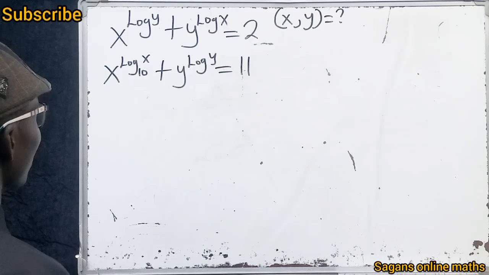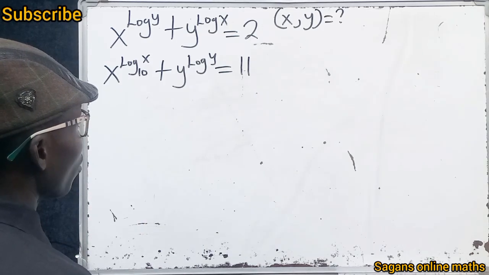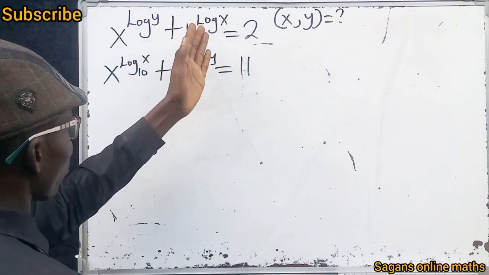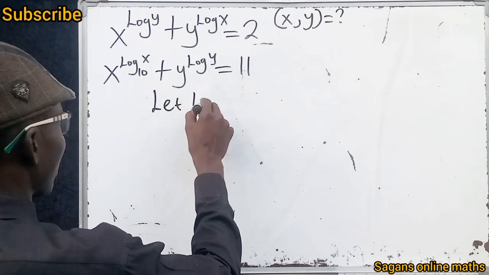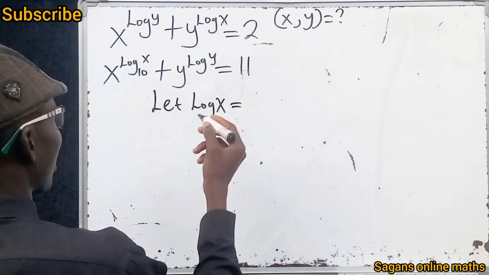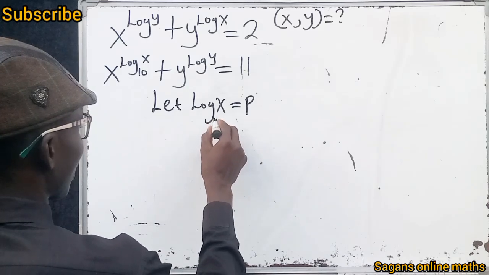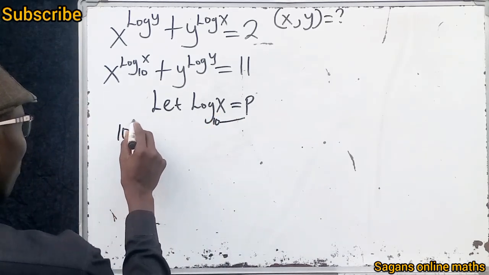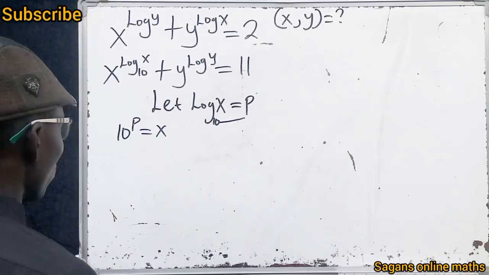Now let's consider log x. So if we say that log x equals any variable, remember I always like p, so log x equals p, and remember the base here is 10, right? That means 10 raised to the power of p will give us x. 10 raised to the power of p is equal to x. This is beautiful.